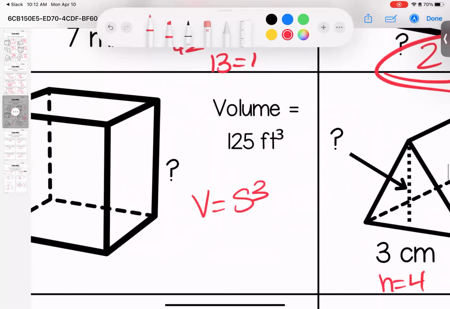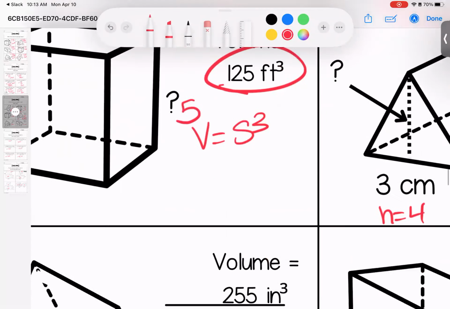Over here, again, utilizing what we know, when we said we had 3, we got to 27. So if we started with 4, 4 times 4 is 16, times 4 is 64, not big enough, going up to 5. 5 times 5 is 25, times 5 is 125. So the missing side is 5.